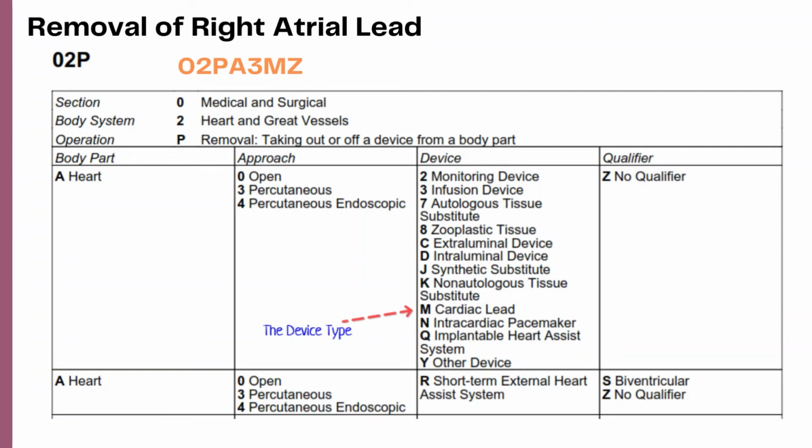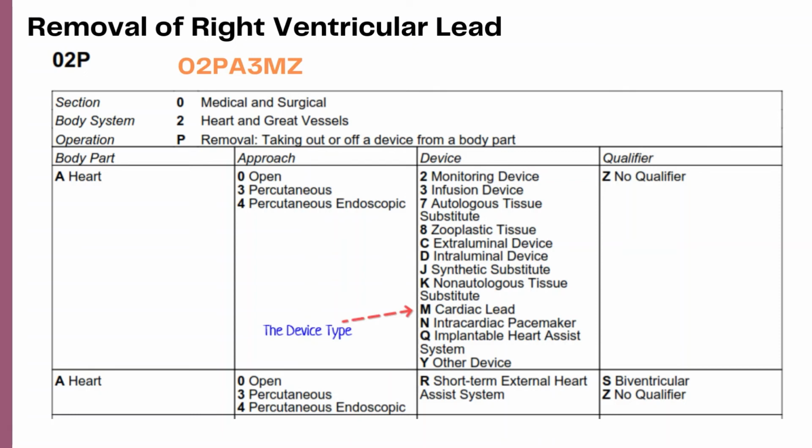That is the first code, for the removal of the right atrial lead. The same table and code are used for removal of the right ventricular lead as well, since the body part value is the same and the device type is also the same. So basically, removal of the right atrial and right ventricular lead have the same code. So the same code is used twice.